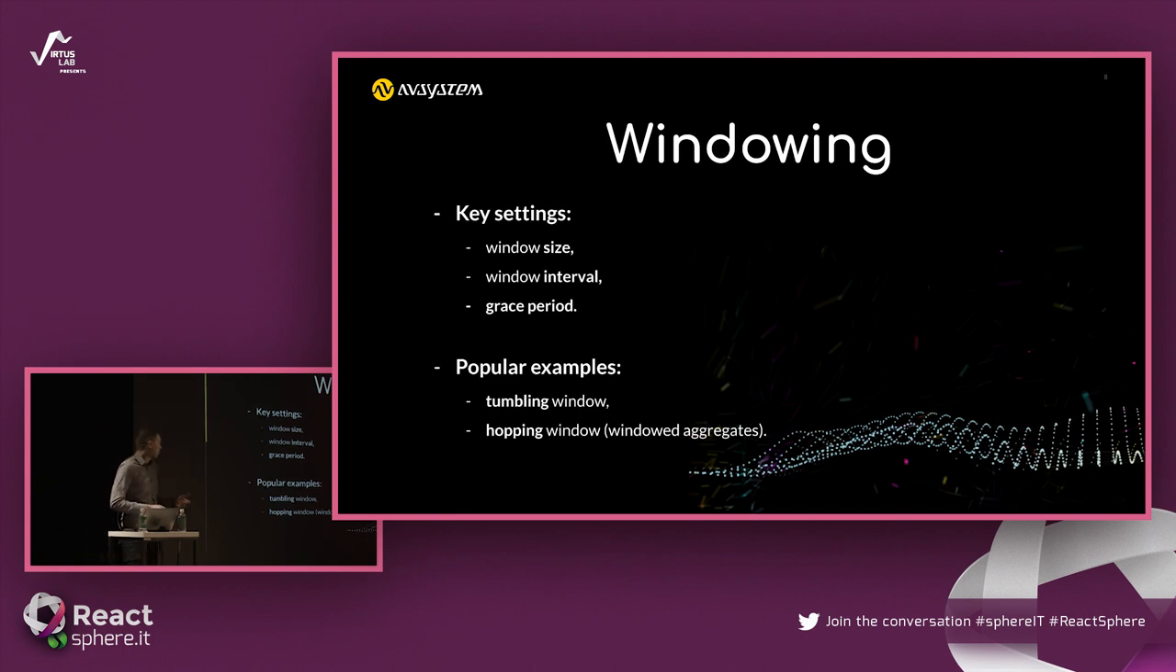Popular examples are the tumbling window and the hopping window, and those will be explained on the next slide. But the very nice feature is that in Kafka Streams, you may use time windowing by setting only three keys: window size, window interval, and grace period. And the last one is extremely useful when you're handling late events, when the events do not arrive on time.